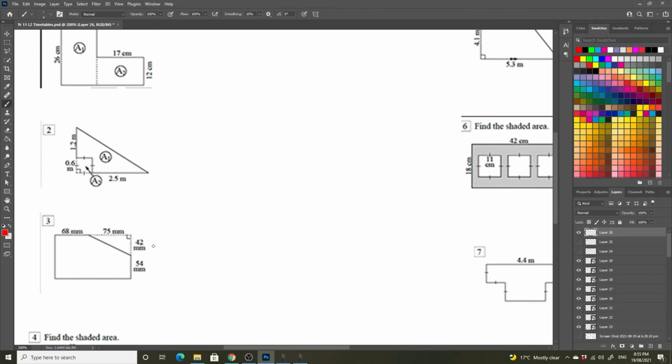Number 3, we have a rectangle, and we have a triangle that's been chopped out of it. This triangle has been chopped out of our large rectangle. So we follow the same procedure as before. Let's determine the area of the shape before we took a chunk out of it, and then determine how much that particular triangle is going to be so we can take it away.